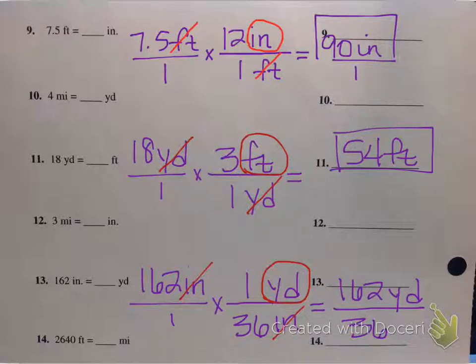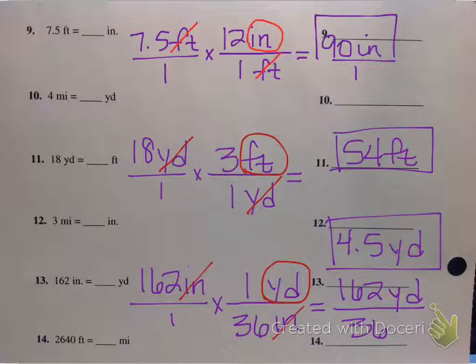So now, to finish off the math, I actually have to divide 162 divided by 36. And I get 4.5 yards, or 4 5/10 yards.